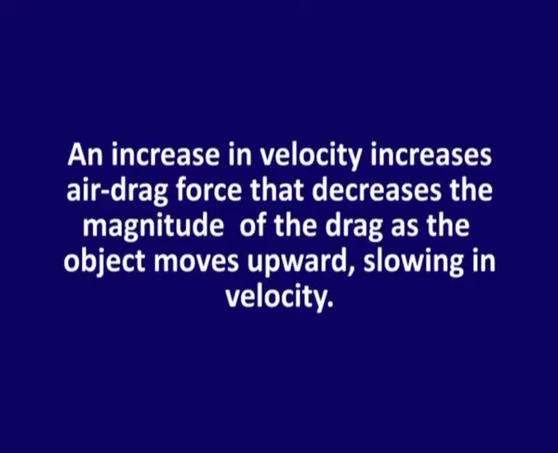When the object stops ascending and begins to descend, gravity alters the object's direction of motion. Air resistance of still air always opposes the object's motion. Therefore, an ascending object's air resistance is downward and a descending object's air resistance is upward. An increase in velocity increases the air drag force, which decreases the magnitude of the drag as the object moves upward, slowing in velocity. The magnitude of the drag increases as the object moves faster and faster downward.